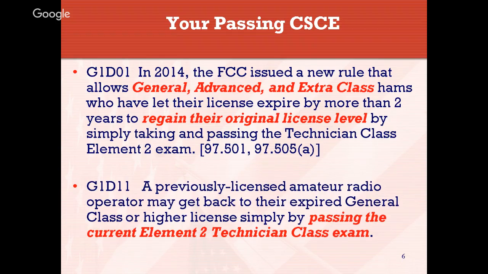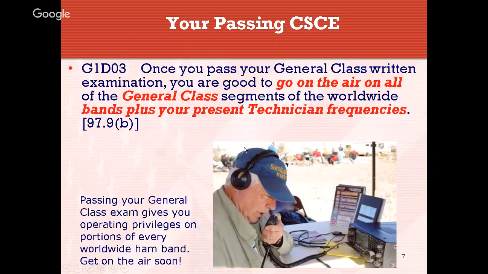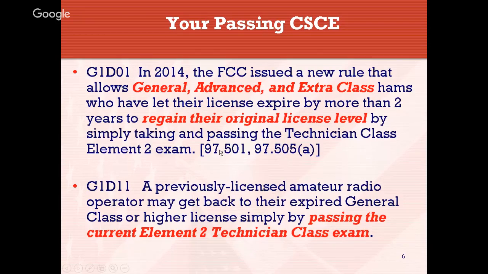A previously licensed amateur radio operator may get back to their expired general class or higher license simply by passing the current Element 2 technician class exam. Just a repeat of what we just read. And you can see there the references in the Part 97 of the FCC rules and regulations for the amateur rules.